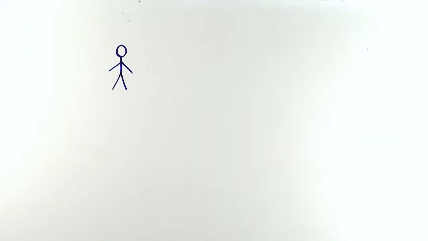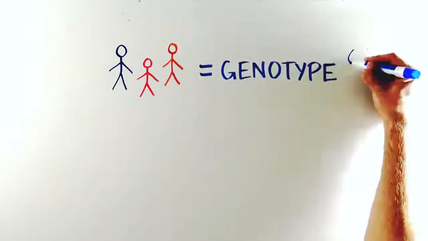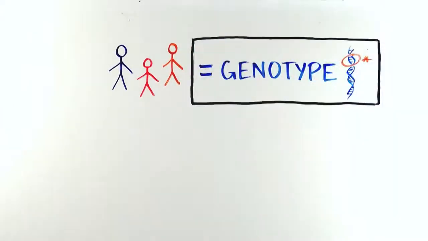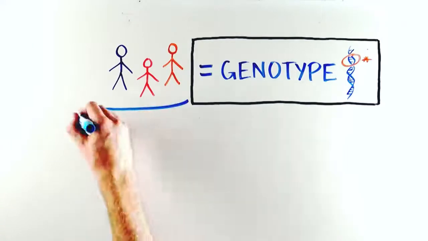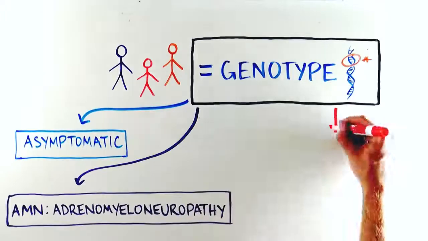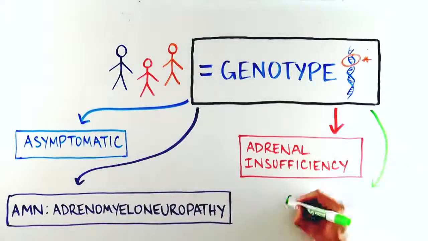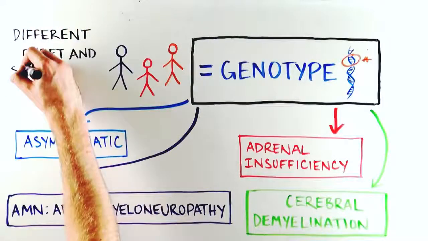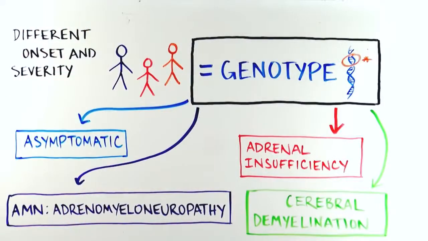Although all ALD patients share a genetic problem, or genotype, the symptoms ALD patients experience can vary greatly, and are grouped into phenotypes. The ALD genotype has 4 unique phenotypes, which can overlap during lifetime. The 4 phenotypes are asymptomatic, adrenomyeloneuropathy, AMN, adrenal insufficiency, and cerebral demyelination. The onset and severity of the phenotypes can vary from patient to patient. Let's explain how this works by talking about each of the ALD phenotypes in more detail.